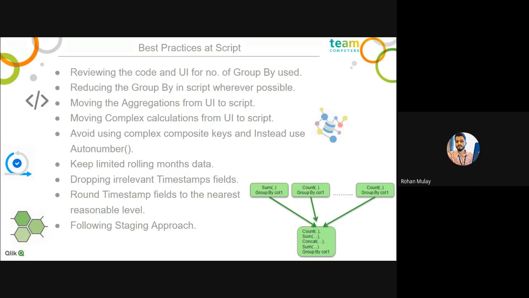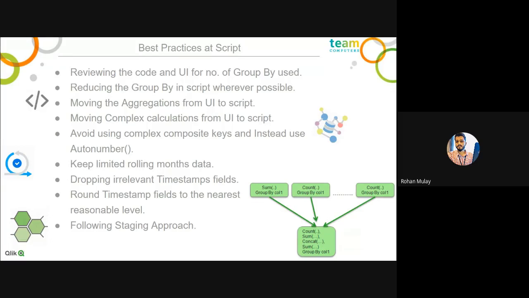So, moving complex calculations from UI to script, and avoiding complex composite keys, using auto numbers instead. Usually we use composite keys to achieve the uniqueness of a table. We combine multiple columns without even bothering whether we are comparing numeric columns or string columns. The more string columns we have in this composite key, the more complex that key gets and the more size it takes. Accordingly, the application size also increases. So we have to create as many numeric keys as possible, and the auto number function helps in that. But again, the auto number function has to be used very carefully, and you can get the technical details from the Qlik documents on how to use it.